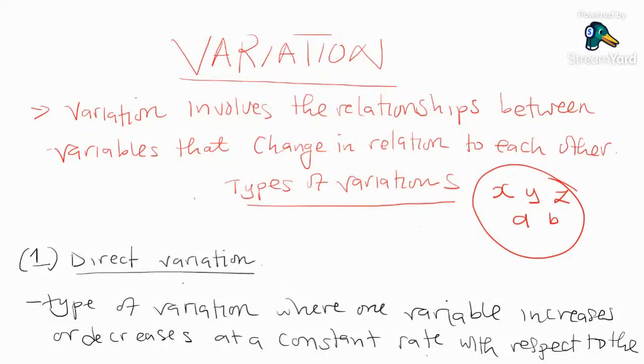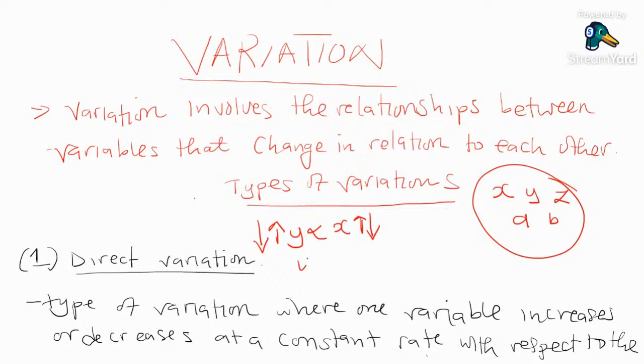So when you have direct variation, we are saying this is a type of variation where if you have one variable, let us say Y, that varies directly as X, it means that as one variable is increasing, so is the other one. And of course, the increase is happening at a constant rate. Or when one is decreasing, the other one is also decreasing at a constant rate. So that is what we call direct variation.